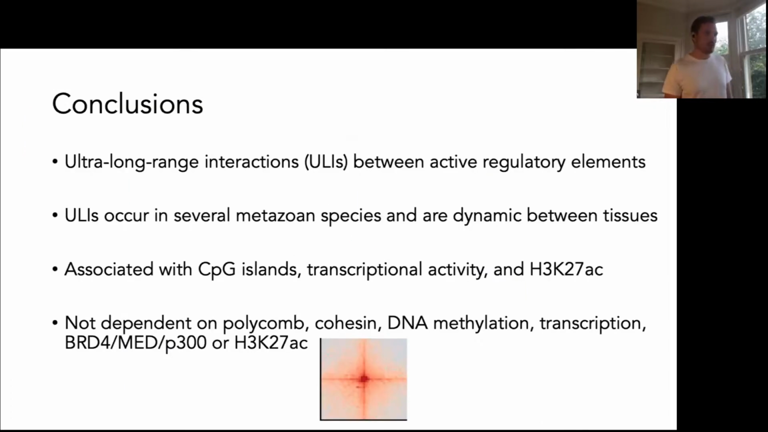So finally, we can say that we see these ultra long range interactions between active regulatory elements. They occur in metazoan species, both vertebrates and invertebrates. They're dynamic between tissues and also even on shorter timescales. They're associated with CpG islands, even though you don't need a CpG island to have them. They're associated with transcriptional activity and K27 acetylation, but they don't appear to be dependent on polycomb, cohesin, DNA methylation, transcription, BRD4, mediator, P300, or H3K27 acetylation.